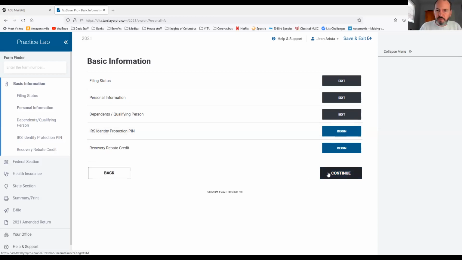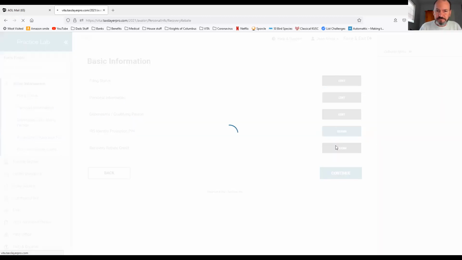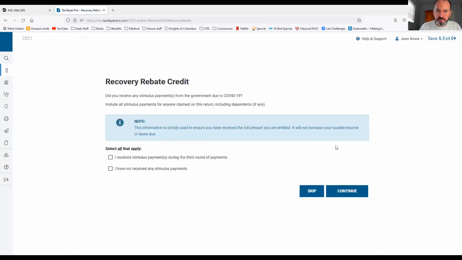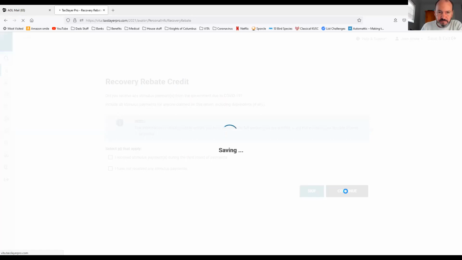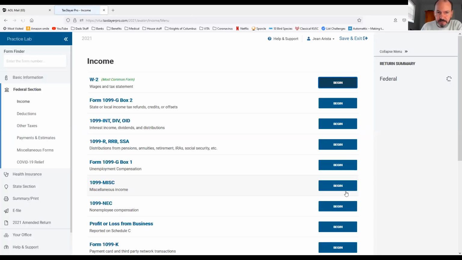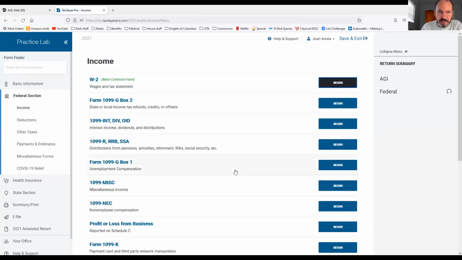Okay, what we're going to do now, we're going to hit that recovery rebate credit. And we're talking about the third round of the economic impact payment, the stimulus payment. We're talking federal. And in this particular case, Jean did not receive the payment. So we're going to indicate she did not receive the payment. I don't think you clicked on that. So can you go back? The box actually said I did receive it. What box? I'll go back.